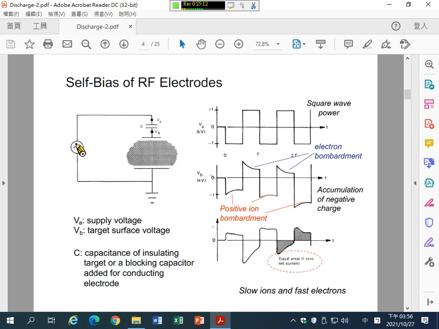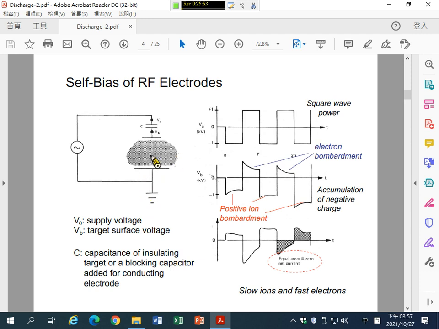And the other side of the output can send out a very high voltage. This side is called RF hot. So in an RF power supply, there are two outputs: one is RF hot, the other is RF ground. Usually we connect RF ground to the anode and connect RF hot to the cathode. This is the basic way to connect the power supply to your system.